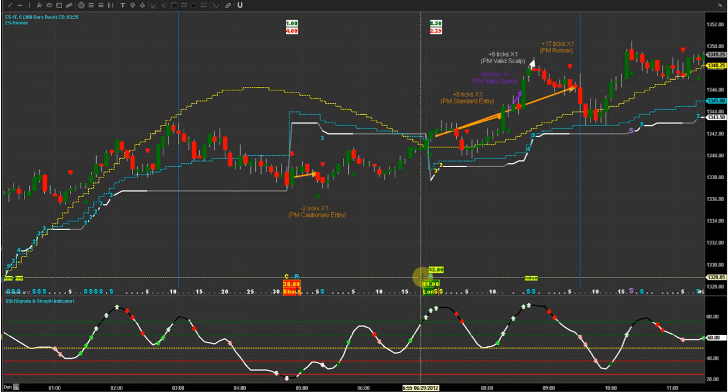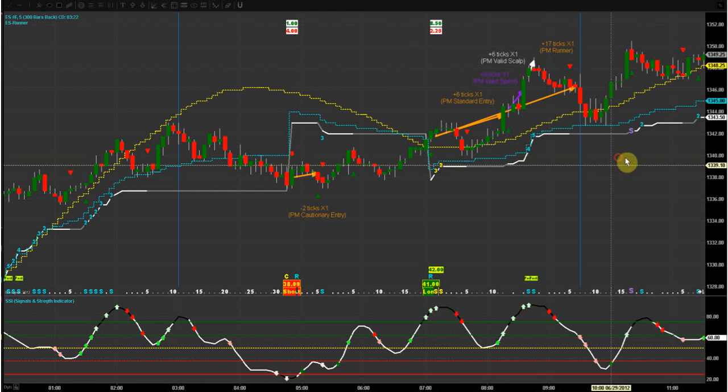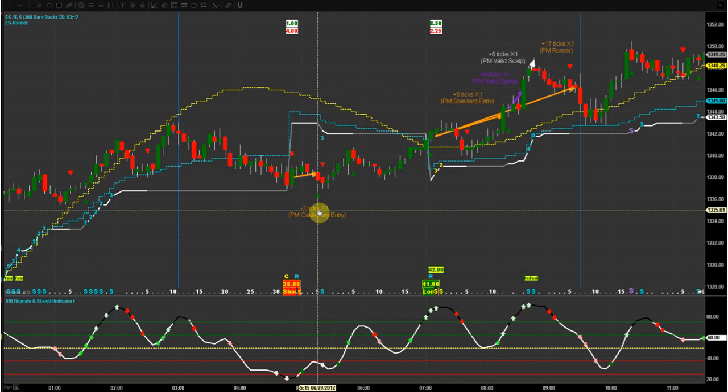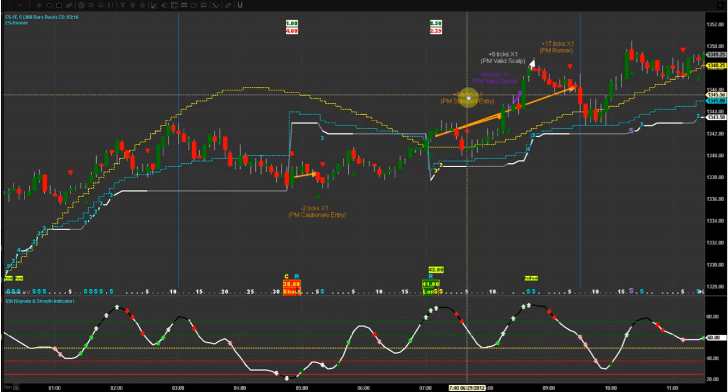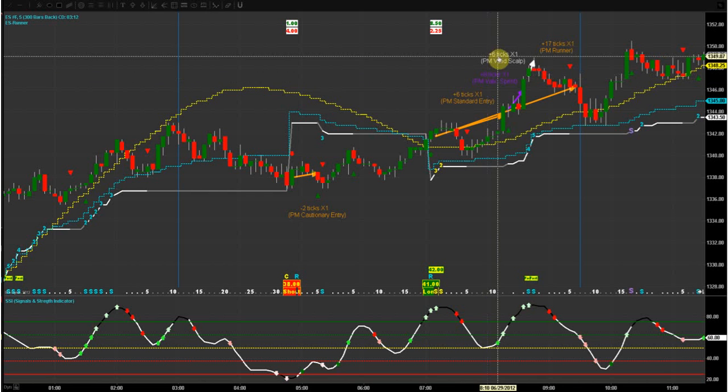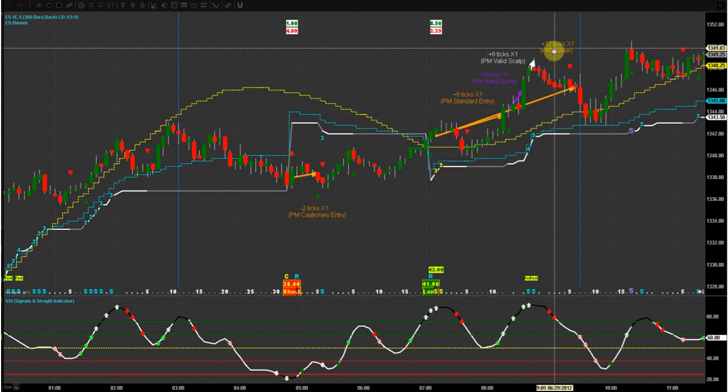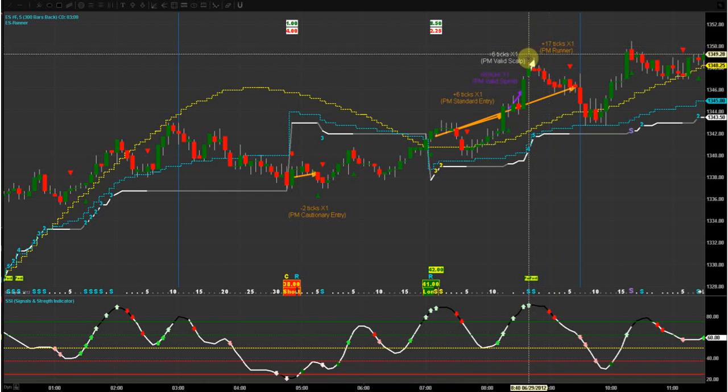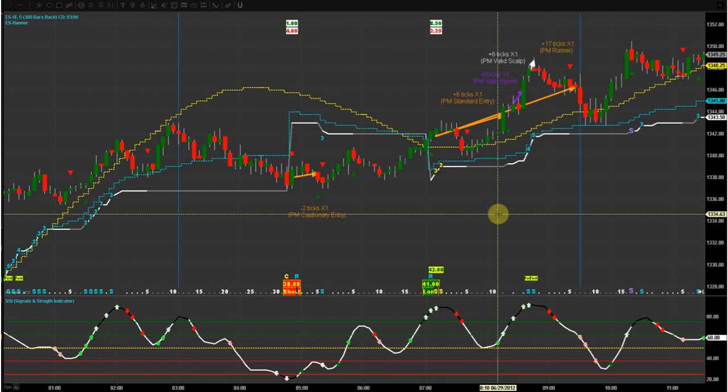Okay? Let me get this out of the way here. Alright, so let's calculate the profit this morning. -2 plus 6 means +4, plus 8 is 12, plus 6 is 18, plus 17 is 35 ticks made this morning. 35 ticks at 4 ticks per point puts you up at approximately, almost, 9 points. Good morning. 9 points of profit pre-market.